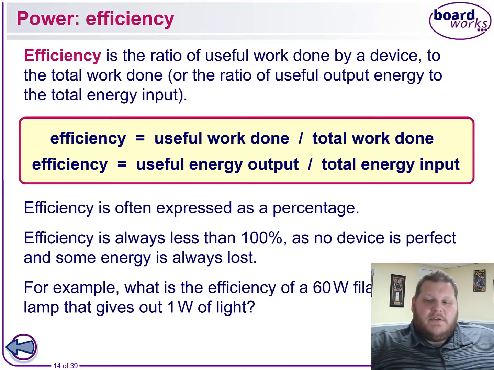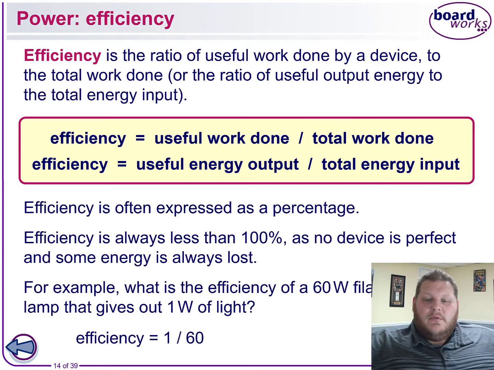For example, what's the efficiency of a 60-watt filament lamp that gives out only 1 watt of light? So here again, we're looking at how much we're getting out of the system versus how much it takes in. In this case, a light bulb takes 60 watts of power in order to heat the filament up inside the bulb, but it only puts out 1 watt of useful light.